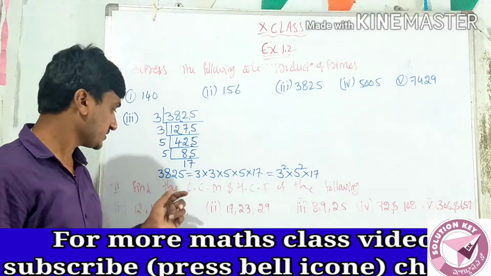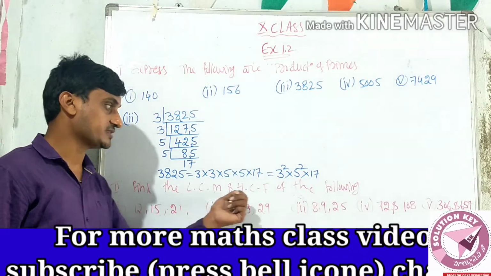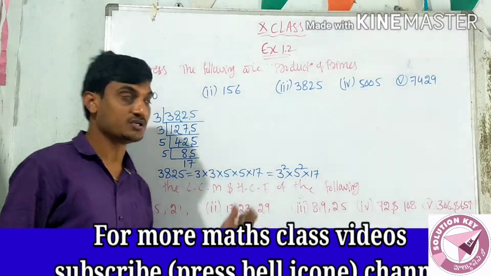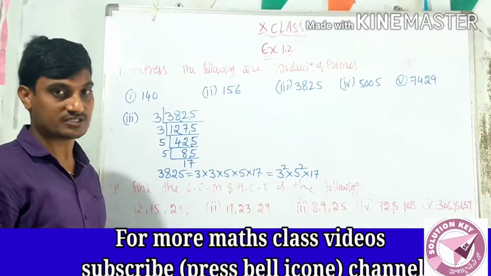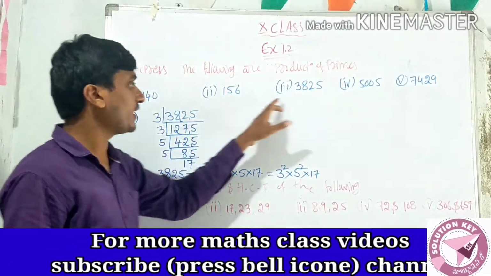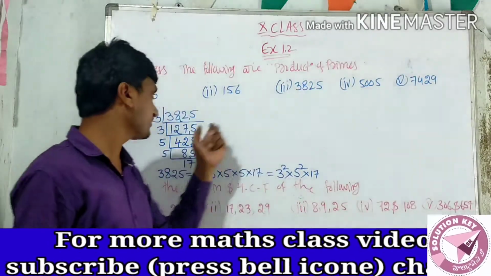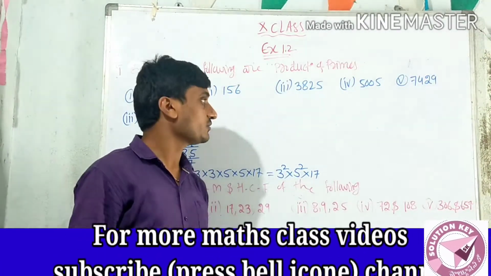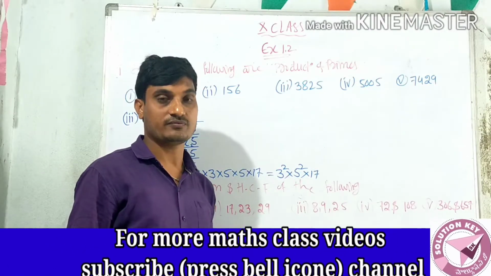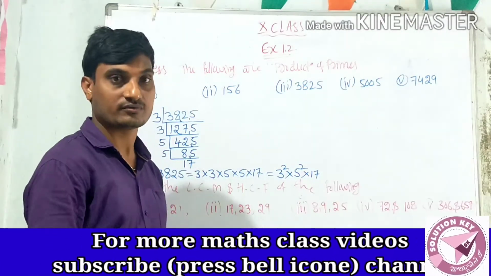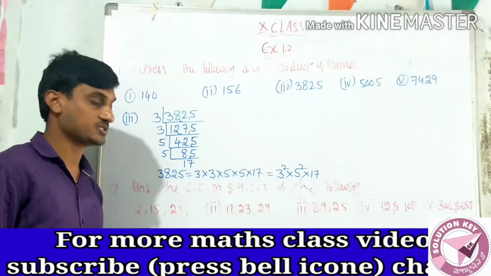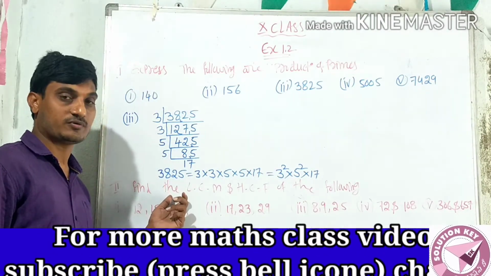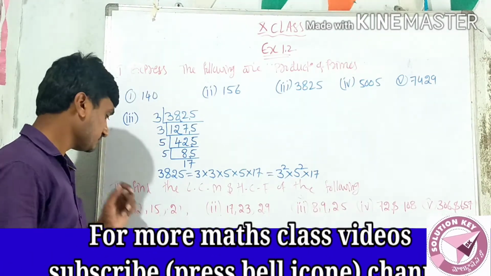Next, find the LCM and HCF of the following numbers. In exercise 1.2, it is the second bit. Out of these 5 problems, I explained one problem. The remaining are all the same. If you did not understand any of them, mention it in the comment box. Then I am going to the second bit.